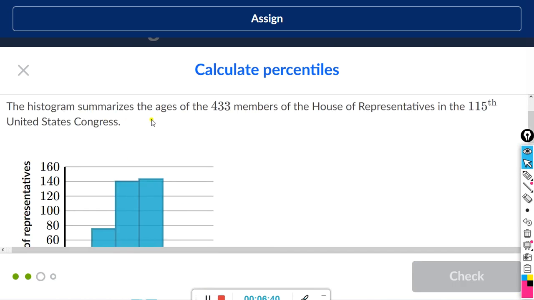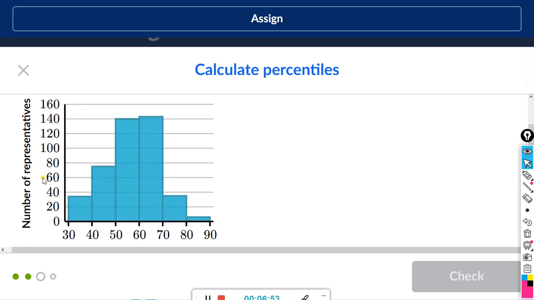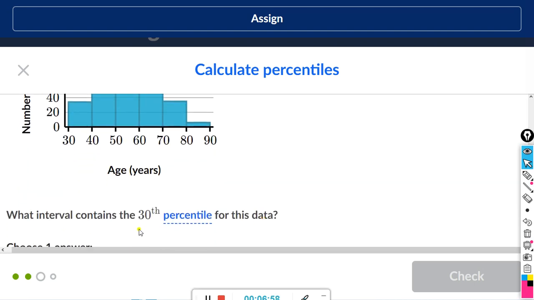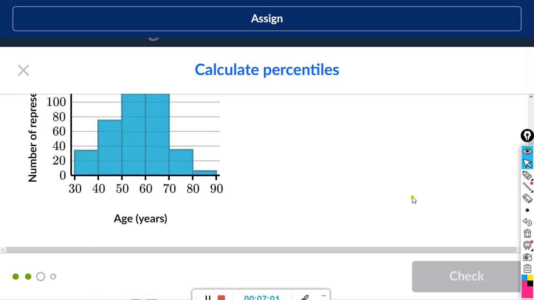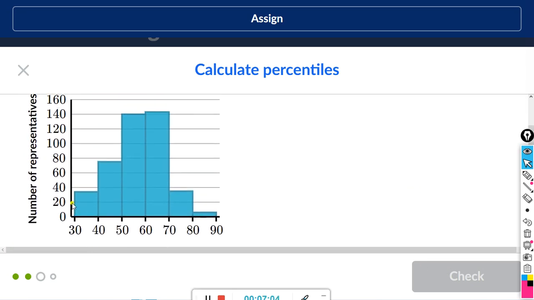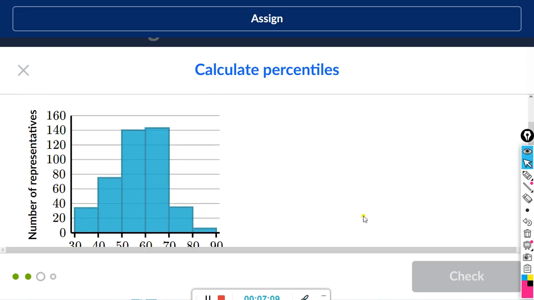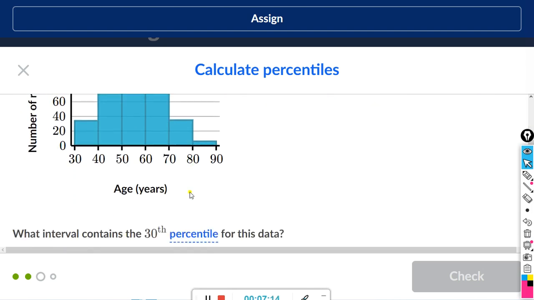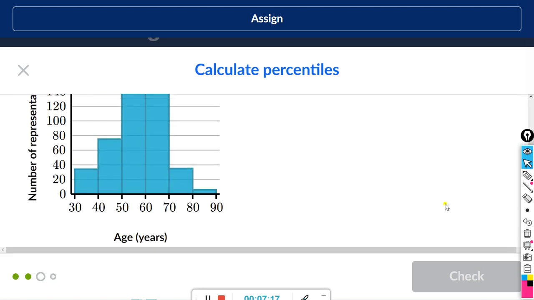A histogram summarizes the age of 433 members of the House in the 115th United States Congress. Ignore the 115. We're looking at a total of 433 members. Here's our histogram, and it's done by age. What interval contains the 30th percentile? We start at 0 on the left, and heading to the right, we make our way to the 100th percentile. There's 433 members in this graph, and we want the 30th percentile.